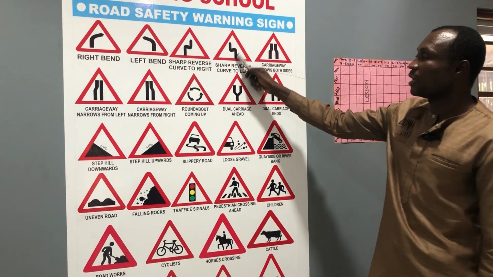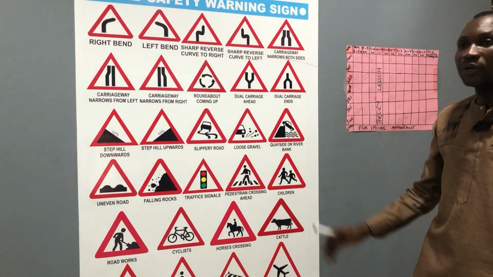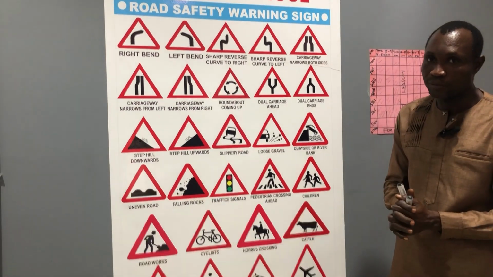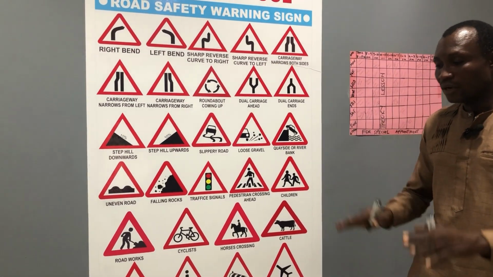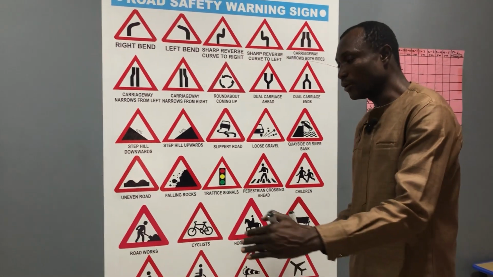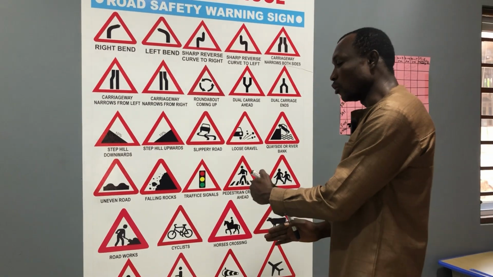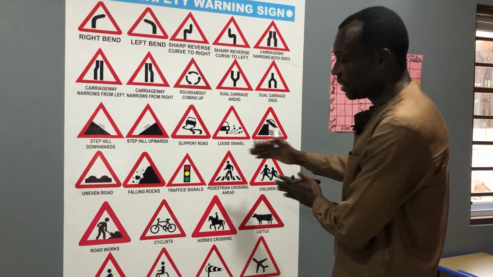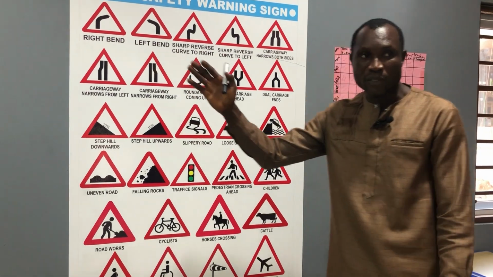Sharp reverse curve to the left or to the right doesn't mean that when you get to that point, you have to reverse and go back. No, that is not what it means. It always tells you to reduce your speed in order to initiate the curve. The road bends as if it is going backwards, and after that, it returns again to pick up the straight way.